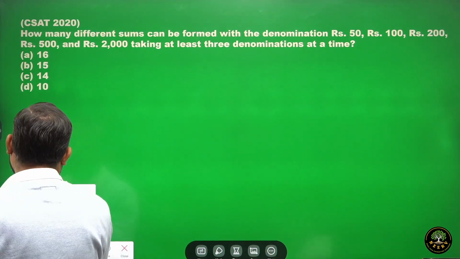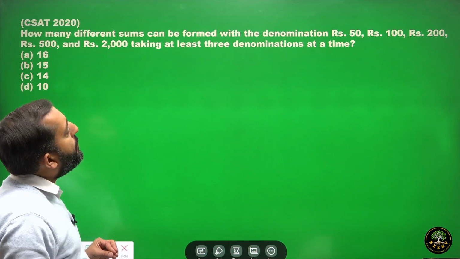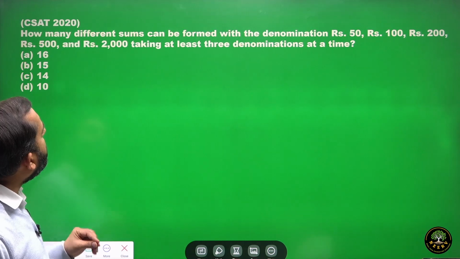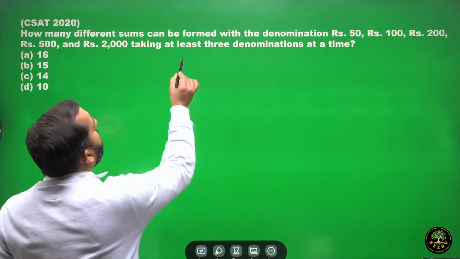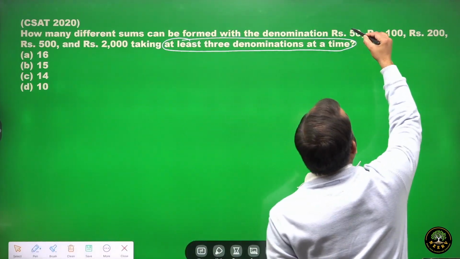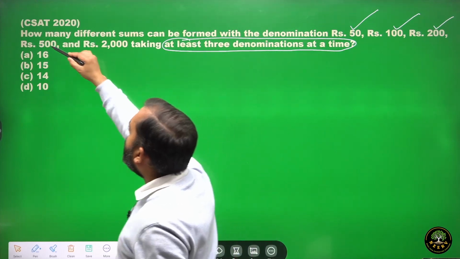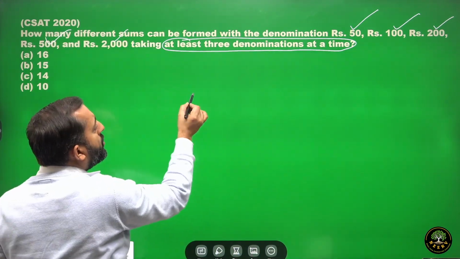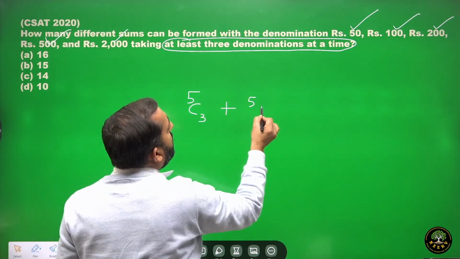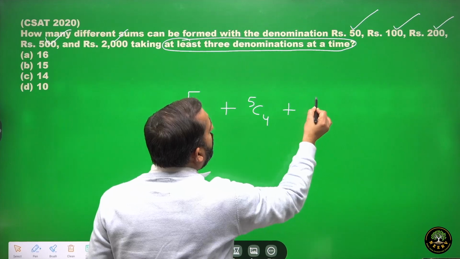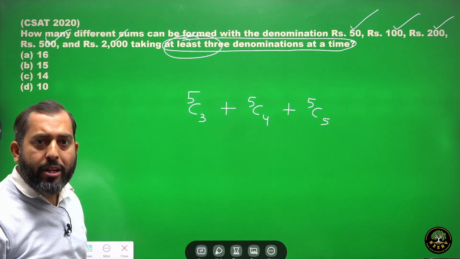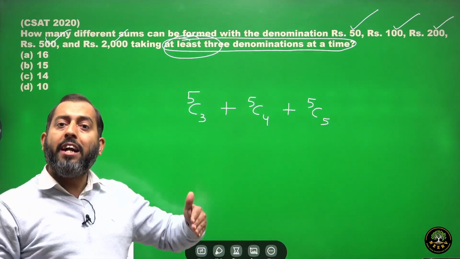It says, how many different sums can be formed with the denomination 50 rupees, 100 rupees, 200 rupees, 500 rupees, or 2000 rupees, taking at least 3 denominations at a time? So how many denominations are we having? 1, 2, 3, 4, 5 denominations. So as per this question, out of 5 we can choose any 3, or out of 5 we can choose any 4, or out of 5 we can choose any 5, because the examiner is saying we have to use at least 3 denominations. So it means we can use 3 denominations and more than 3.